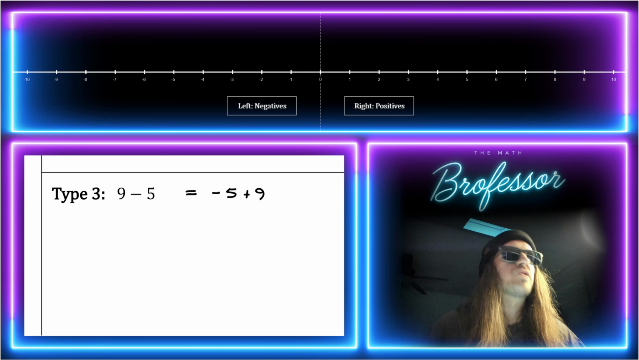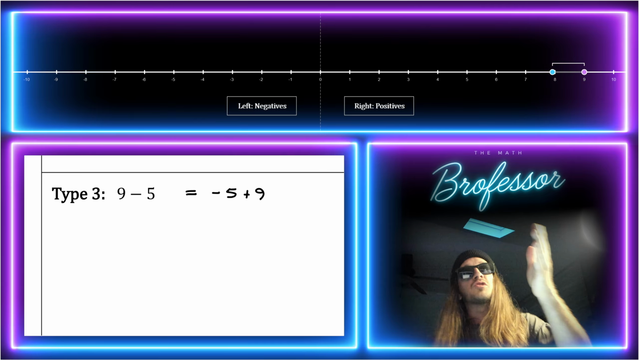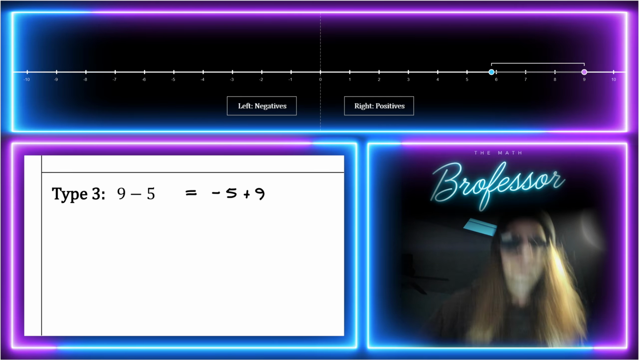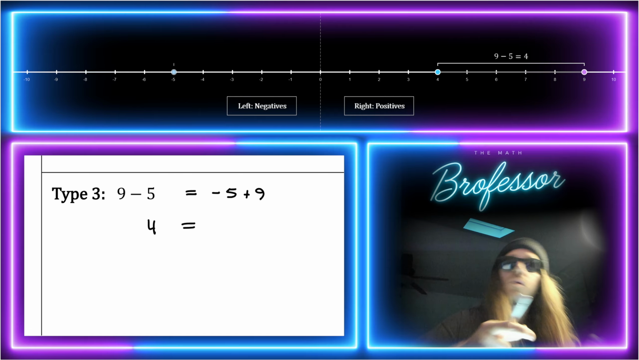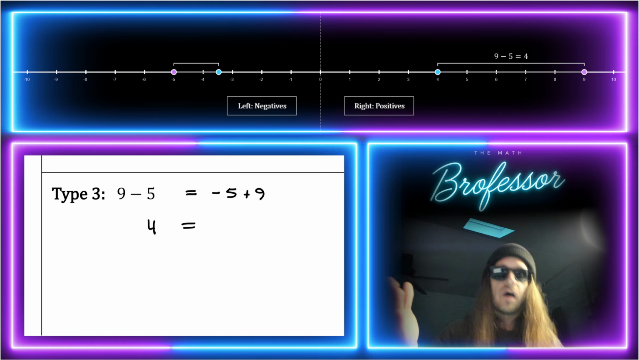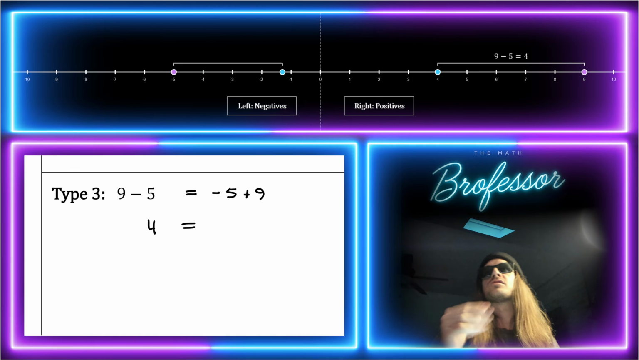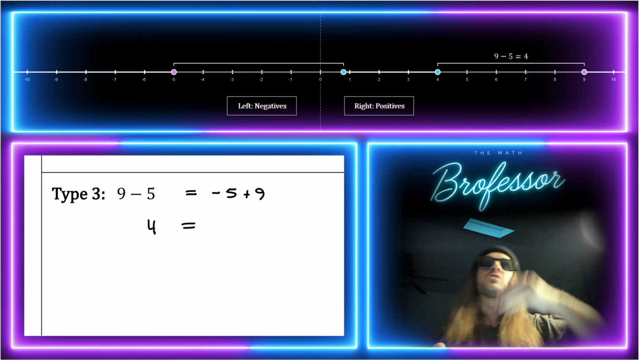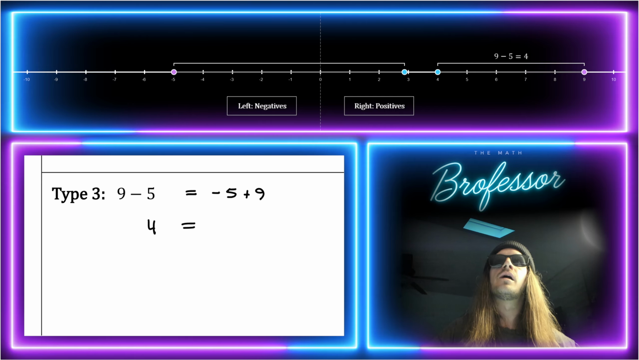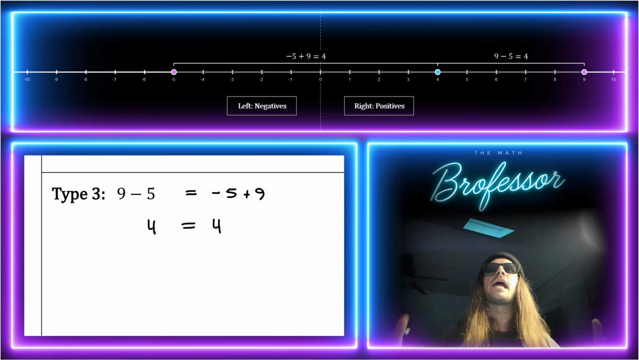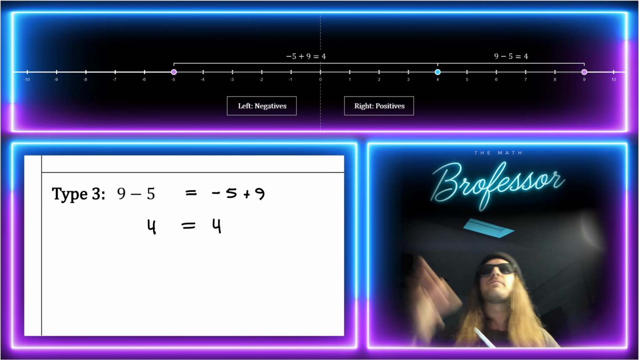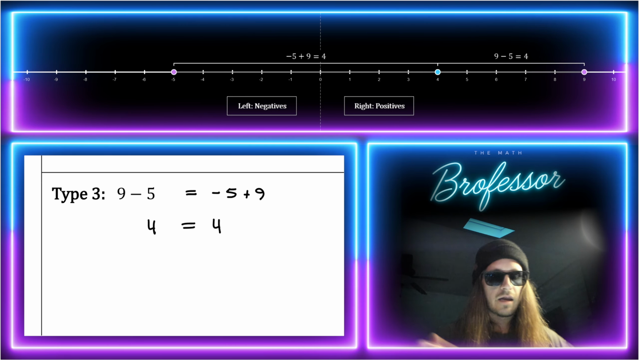Here we go, let's watch it. If we start at 9 and we subtract 5, that is we go 5 units left, we are going to land on 4. And the same thing will happen if we start at negative 5 and we add 9. So this is going to be a longer travel, but we switch into the positives and we land on 4 as well. These are the same thing. 9 minus 5 is the same thing as negative 5 plus 9. Same thing.